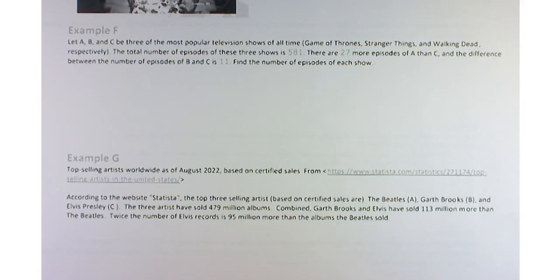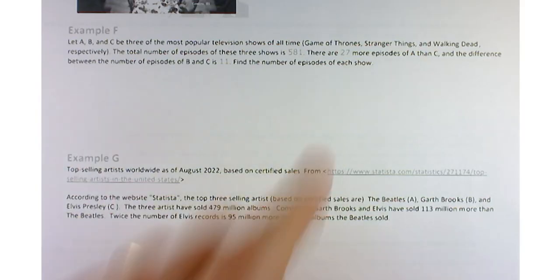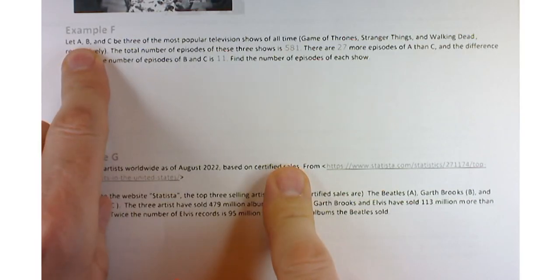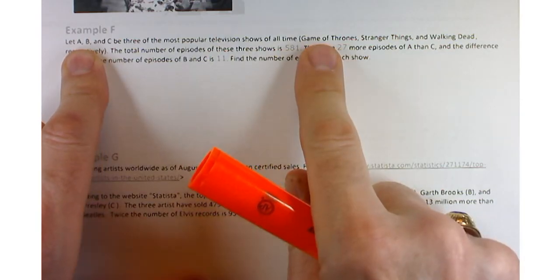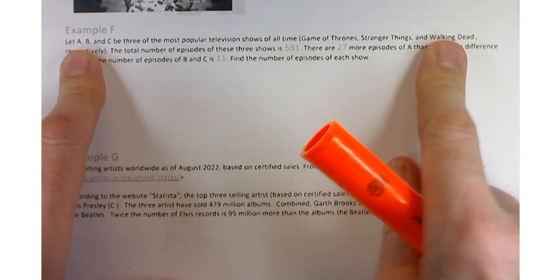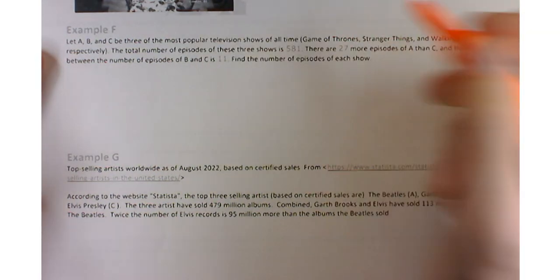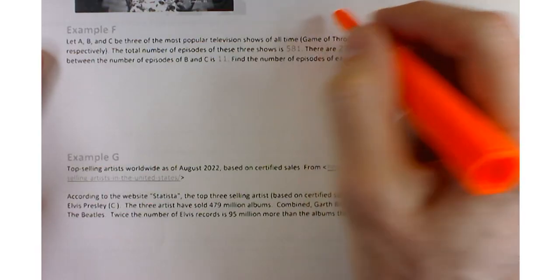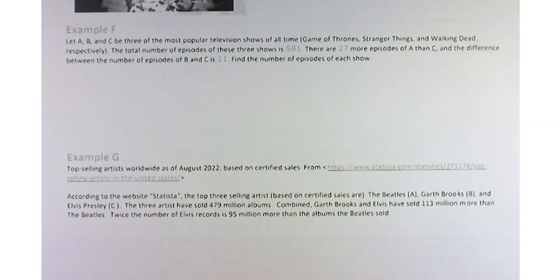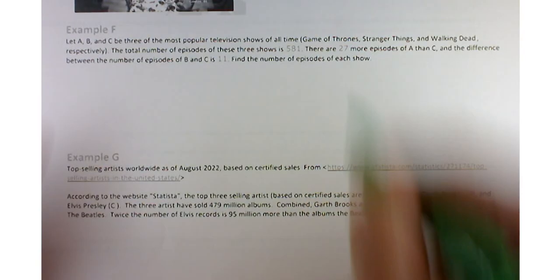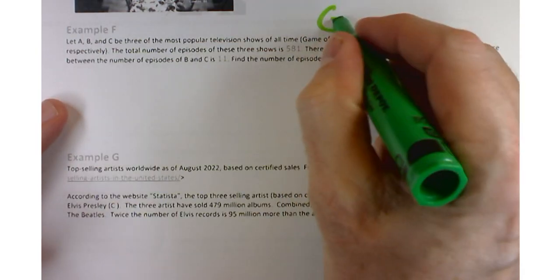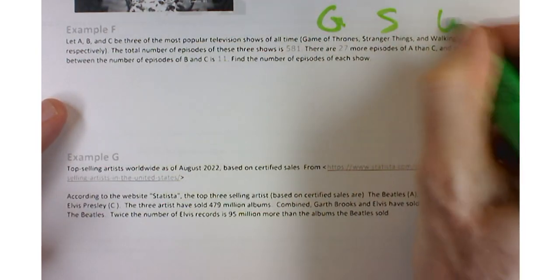So let's come up with some variables. You can use A, B, and C, or we can use G, S, and W. What variables do you want to use? G, S, and W? All right. GSW sounds like gunshot wound. All right, G, S, and W.